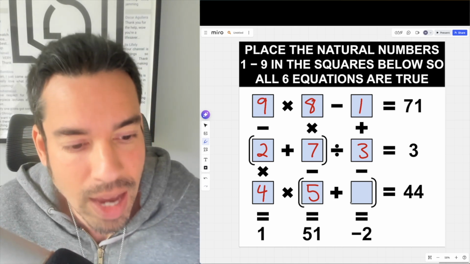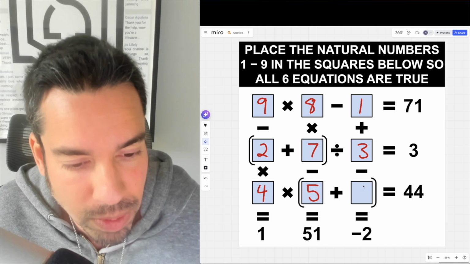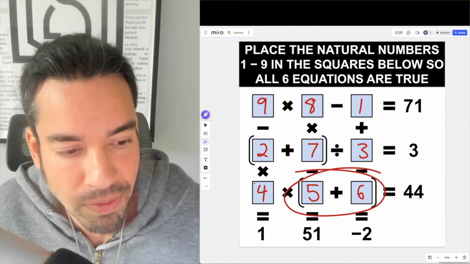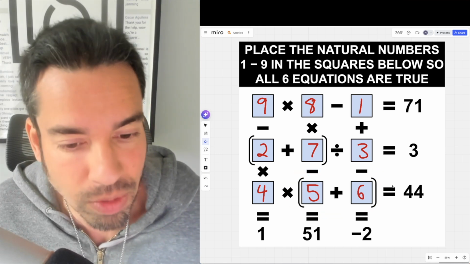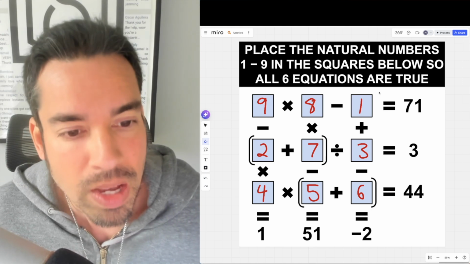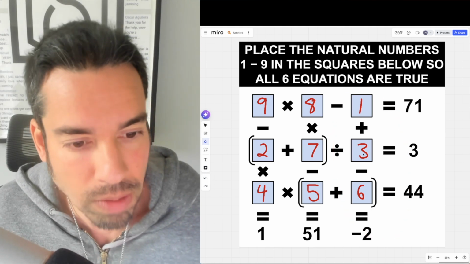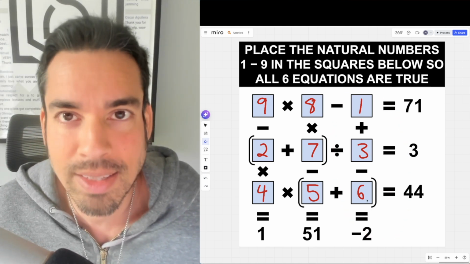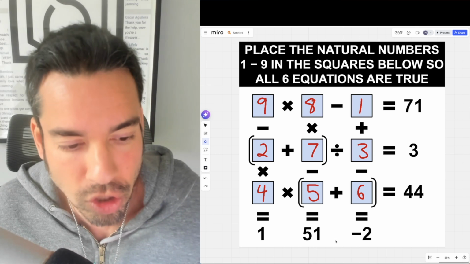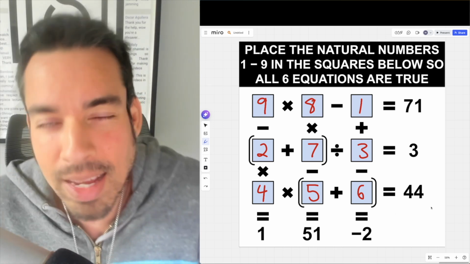The last thing we haven't used is 6, so we got to hope this works. 5 plus 6 happening first because of the parentheses is 11, times 4 is indeed 44. Let's look at this column. We've got 1 plus 3 is 4, minus 6 is negative 2. Everything works. That's how you do it.